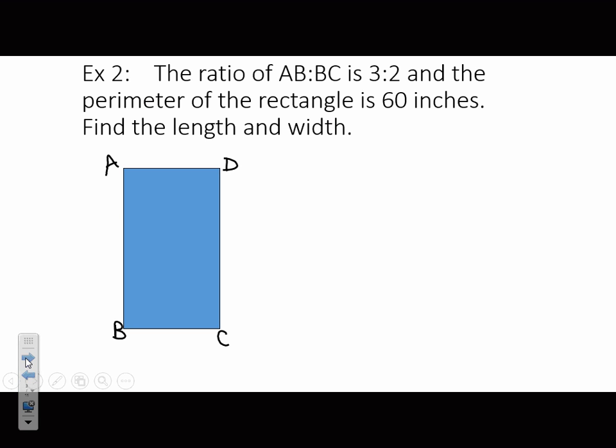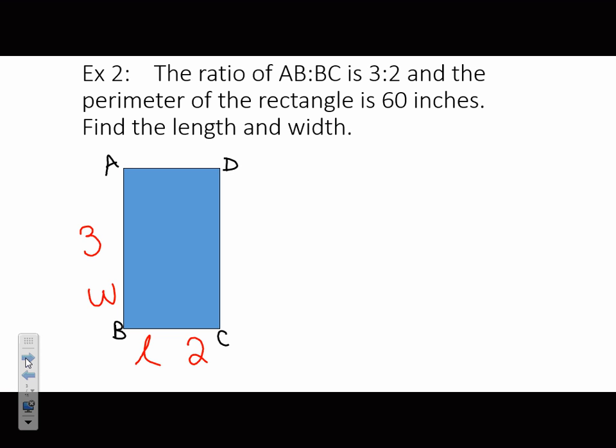This is like number 5 that you were having troubles with. It says the ratio of A to B and B to C is 3 to 2. The perimeter of a rectangle is 60 inches. Find the length and width. Now, for all of our purposes, whenever we're talking about a rectangle, this one down here is always going to be our length, and the vertical line is always going to be our width. If we look at our picture, we know A to B is 3 and B to C is 2.